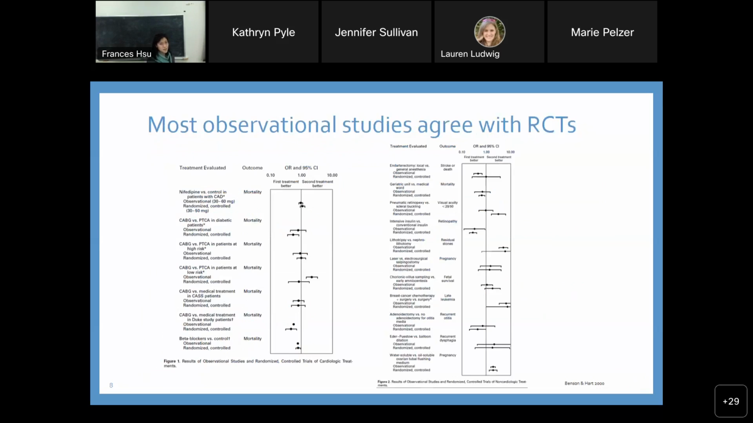In general, observational studies agree with RCTs. As you can see in these two figures, the top dot and confidence interval represent the pooled estimate of observational studies, while the bottom point represents pooled estimate from RCTs. The figure on the left represents cardiologic treatments, and the figure on the right are non-cardiologic treatments. Most of the pairs occur on the same side, reaching similar conclusions, although there are a few where they diverge, such as here, where RCTs have no findings, but the observational study suggests one treatment is better than the other, and another example here.